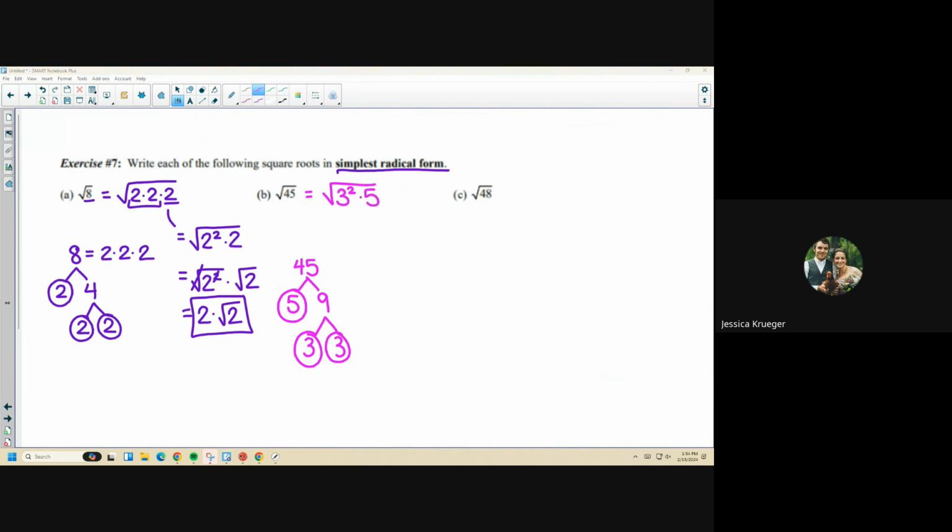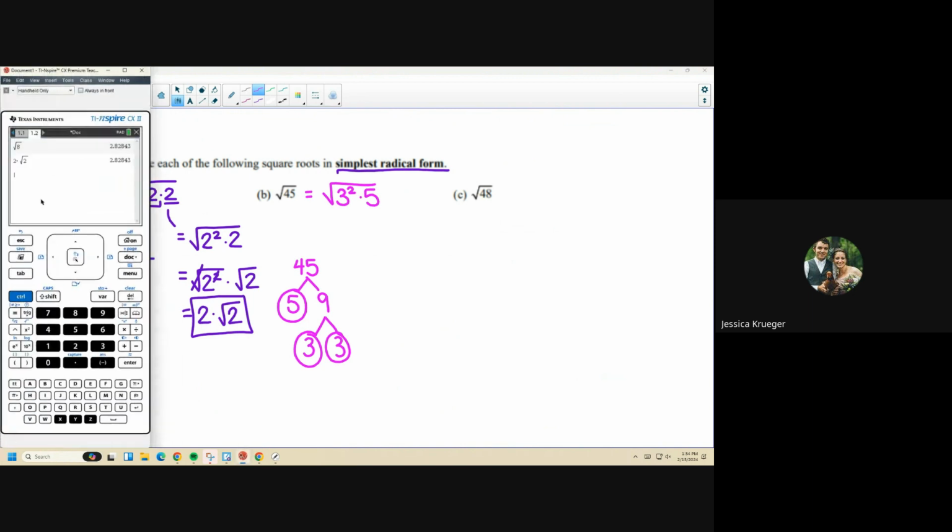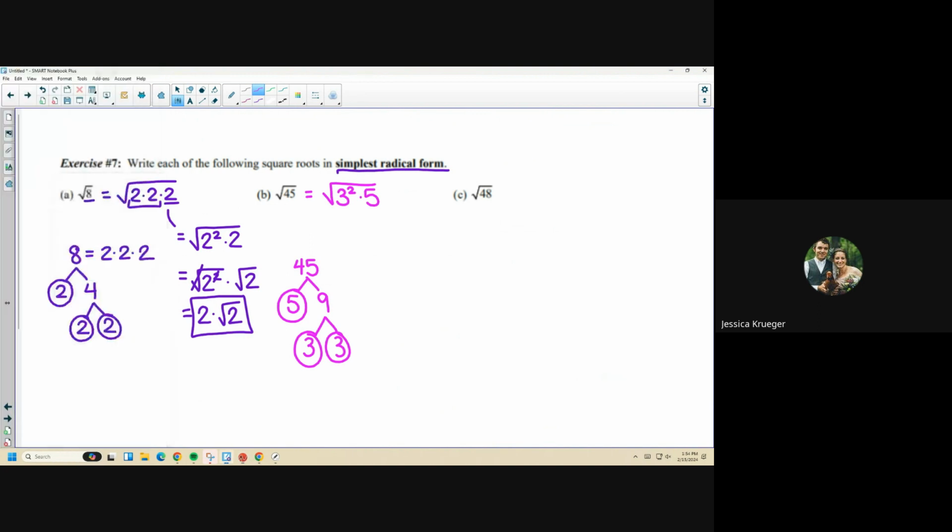Interestingly enough, in my calculator, if I were to type in 3 squared times 5, I get 45. So we didn't change the value of the radicand. We just made it look different. Now I can break this apart because it's multiplication. Square root and square cancel. So I end up with 3 radical 5.